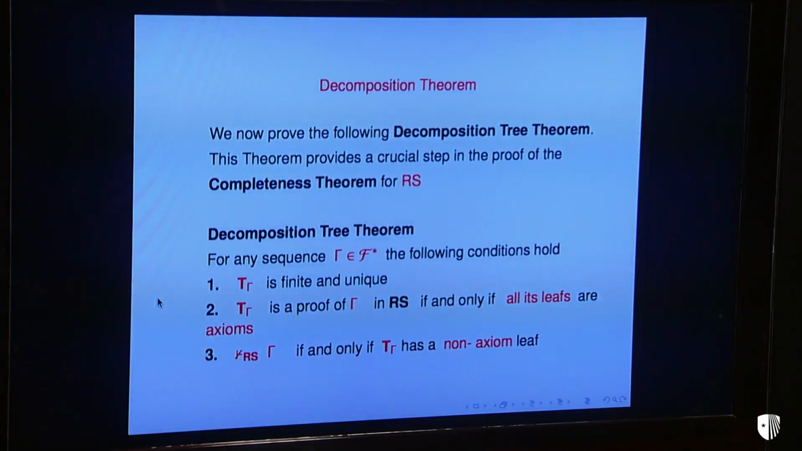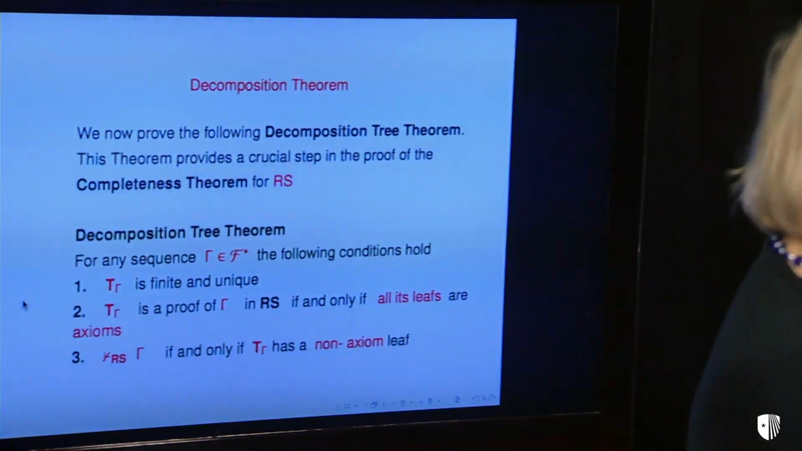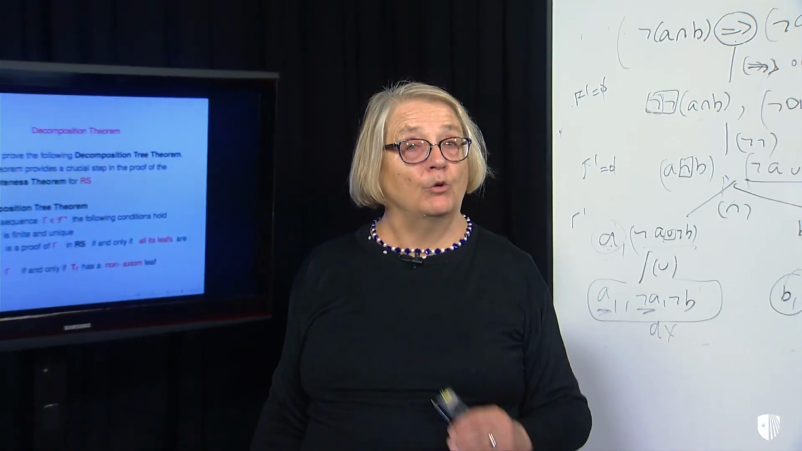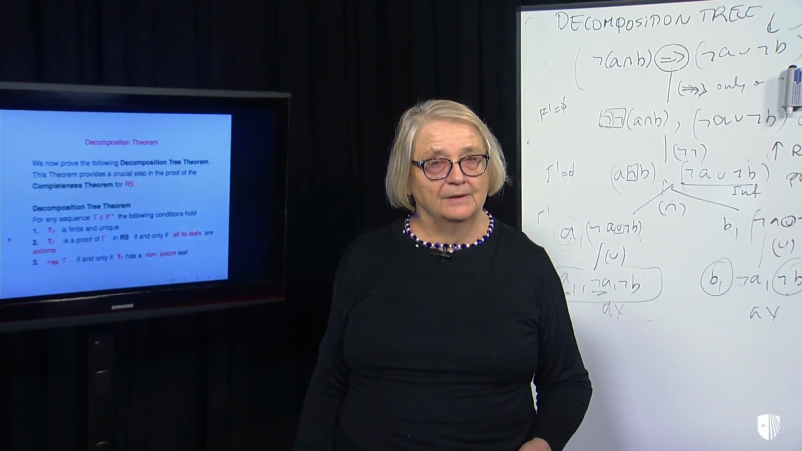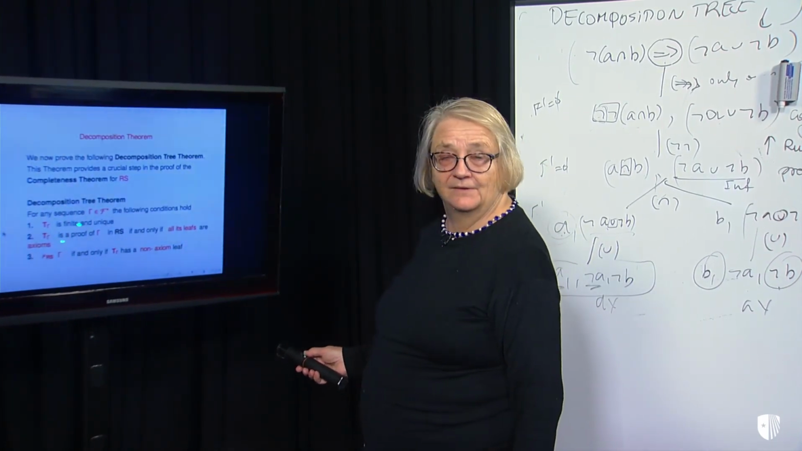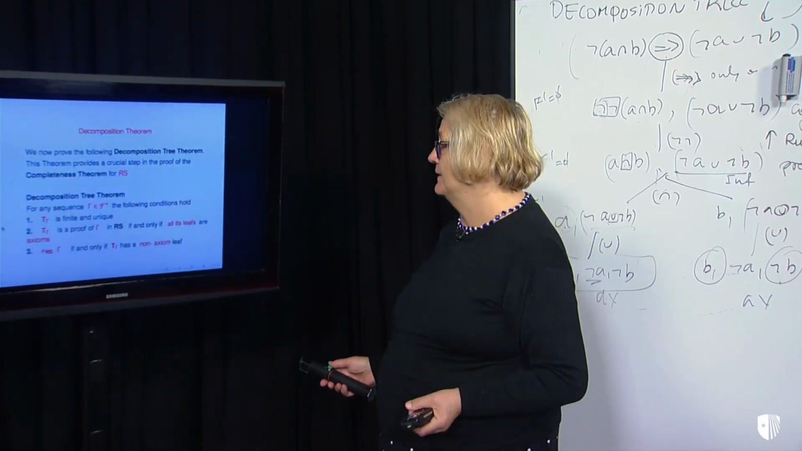Question. Why finite? This is an example that is finite. We already proved that it's unique because of this gamma prime. Why is it finite? Think for a second. Why is the tree of gamma always finite?